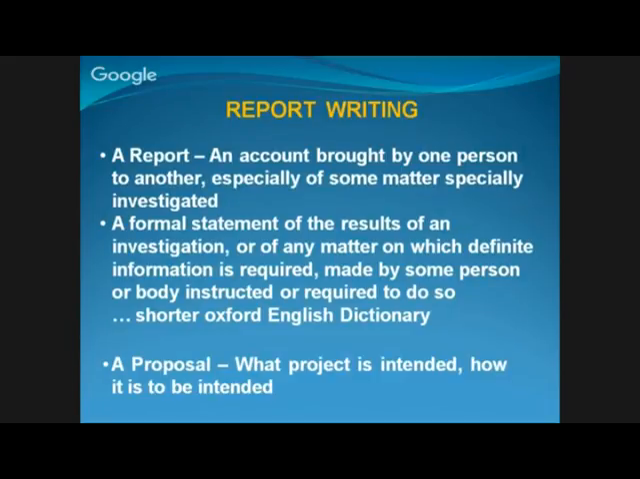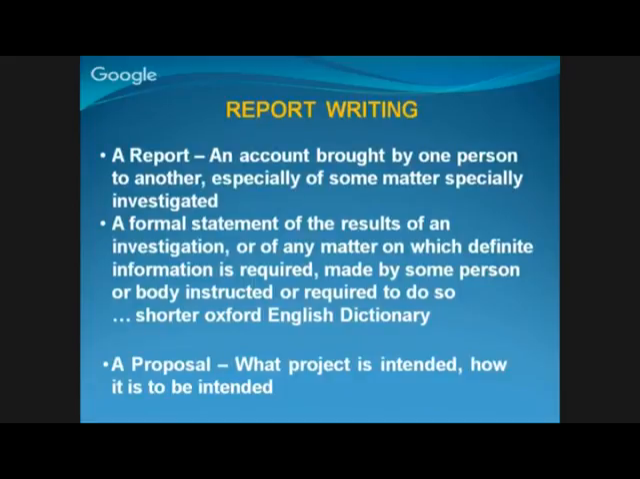That is, the HOD has assigned me some task: we have received, say, 4 quotations from the market for the purchase of, say, a PC. Now you give your recommendation report. So I will compare the features of all those 4 quotations and then I will prepare a recommendation report.